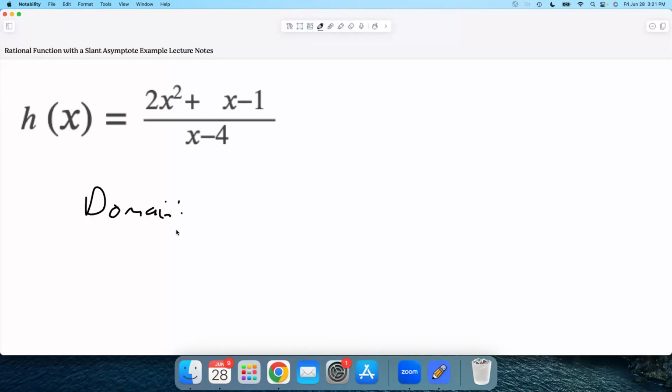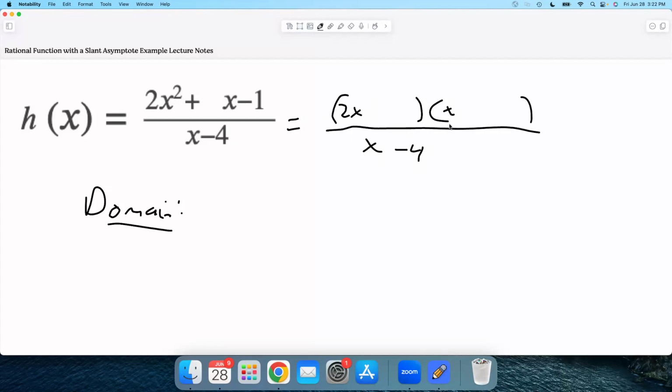So remember, with rational functions, we find the domain. First, we factor top and bottom, see if anything cancels. That top may factor. Clearly nothing's going to cancel here, but let's see if we can factor this. So I think we want a 2x here and an x, and it looks like a -1 and a +1. That'll give us +2 -1, which is +1. Nothing's going to cancel out.